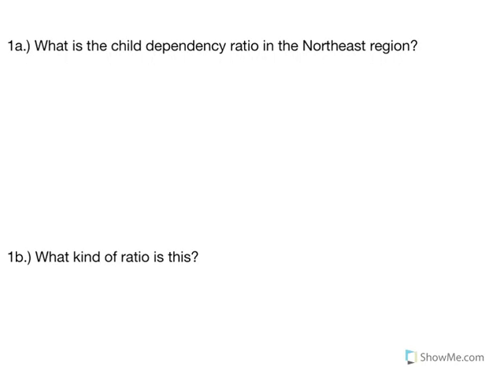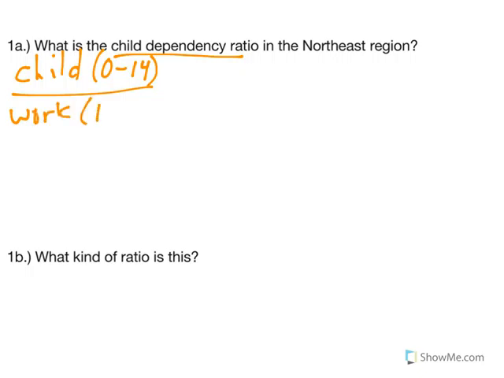So the first thing that we're going to find is the child dependency ratio in the Northeast region. So remember, to find child dependency, we are looking at the children, which is ages 0 to 14, compared to the working class, which is 15 to 64. So you've got to total those up. So how many children do we have? Well, if you add up everybody who's under 15 years old, you'll get 10,034 people.